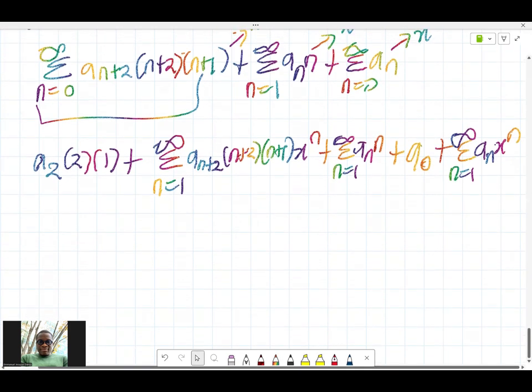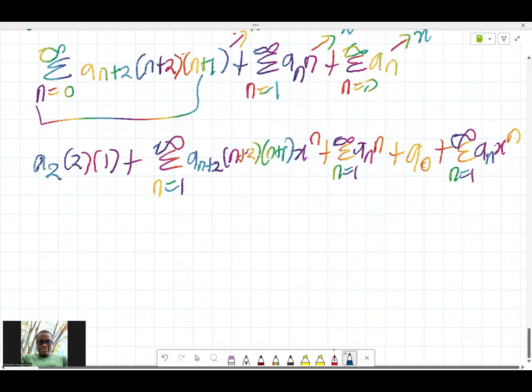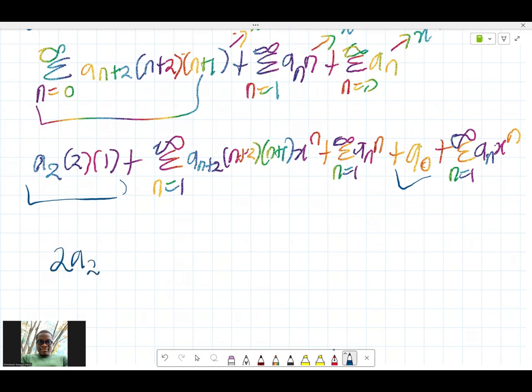So we can now bring this out together. So this one and this one can come out together. So we now have 2a2 plus that a naught there, plus, so every other thing is now summation from n equals 1.